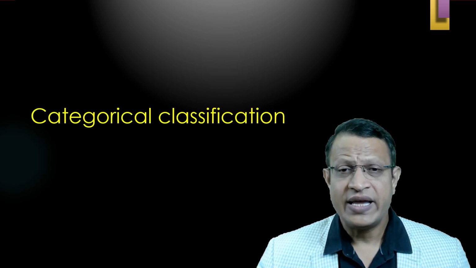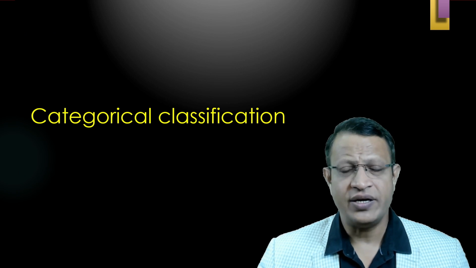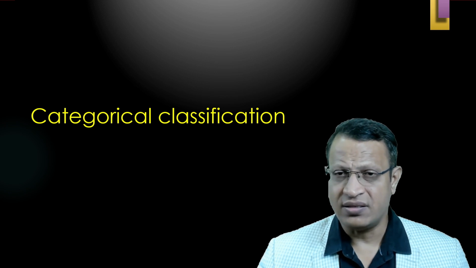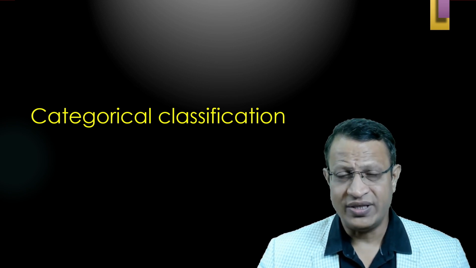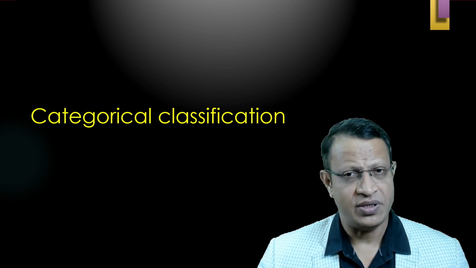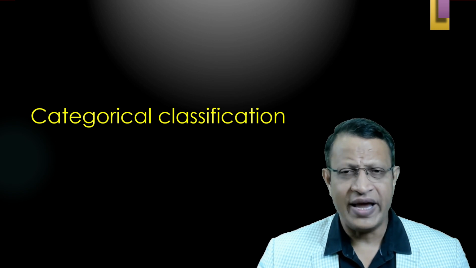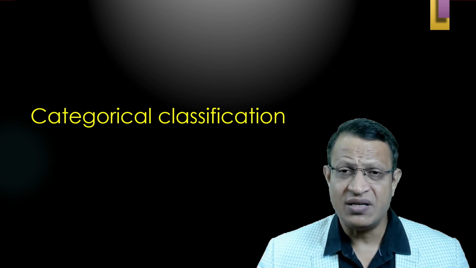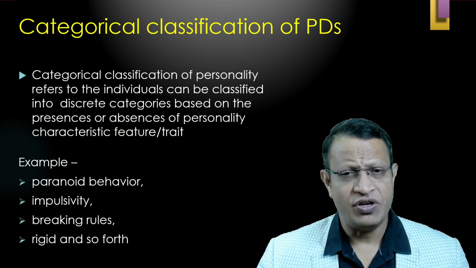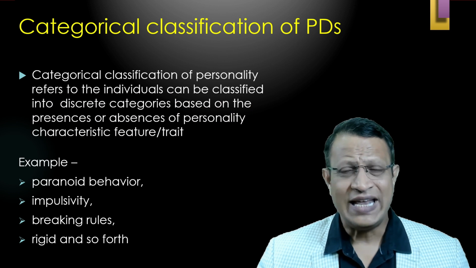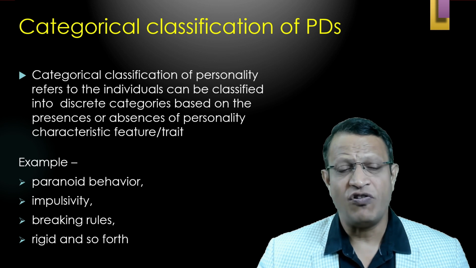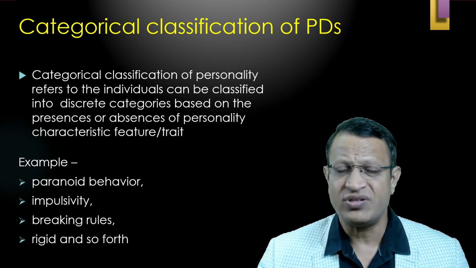Let's move on to the categorical classification of personality disorders. As you know, personality means enduring characteristics, which are unique to a person with regard to feelings, emotions, and behaviors towards self, others, and the environment. Now, if you are going to make a categorical classification of personality disorder, how is it made? Categorical classification of personality refers to individuals being classified into discrete categories based on the presence or absence of personality characteristics, traits, or symptoms.